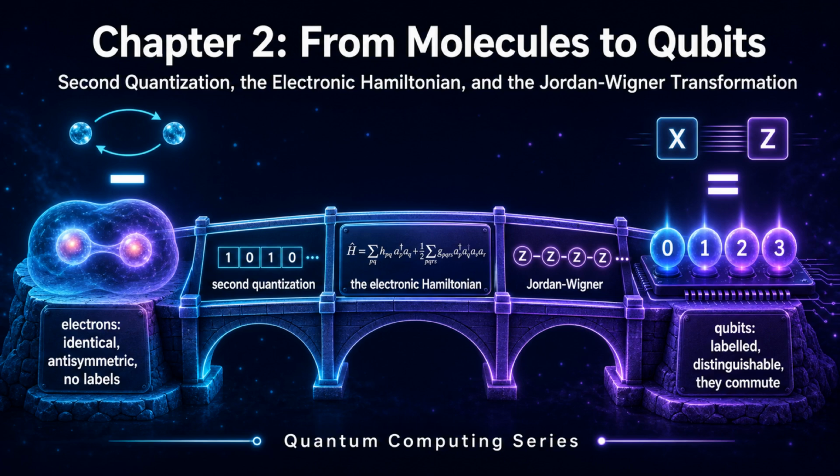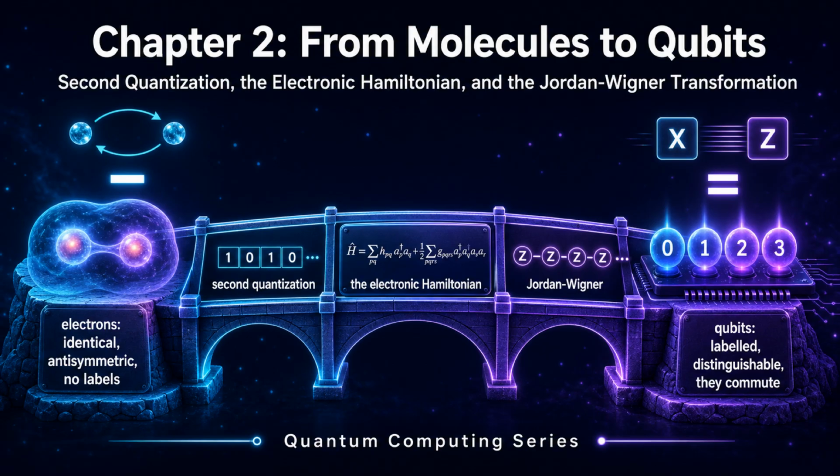Welcome to Chapter 2, From Molecules to Qubits. Chapter 1 left us with a problem and a promise. The problem is that the exact electronic wave function lives in a space whose dimension explodes. The promise is that a quantum register spans such a space using only 1 qubit per spin orbital. What sits between the two is a translation job, and it is not a formality.